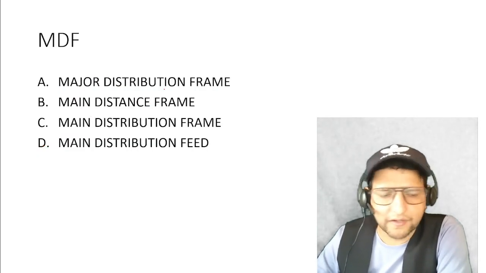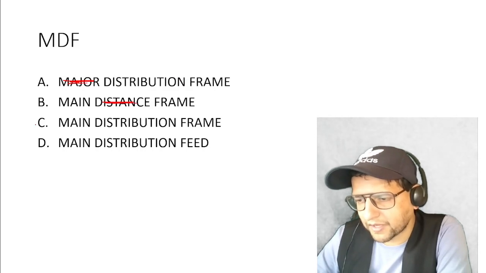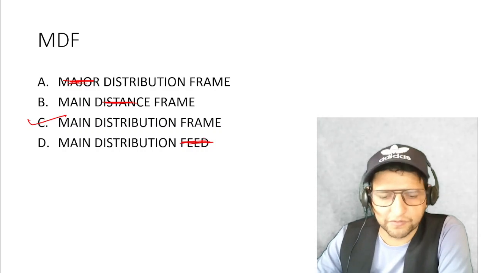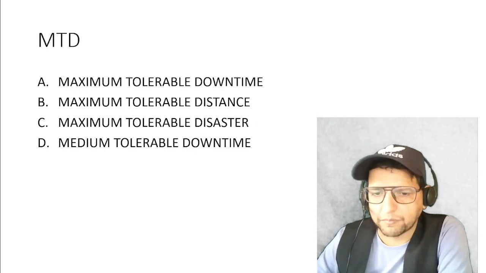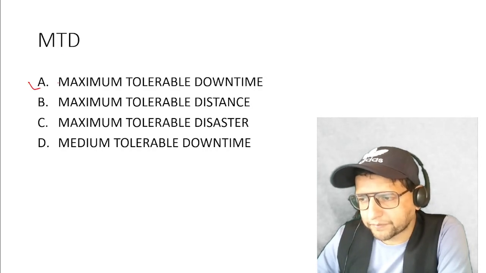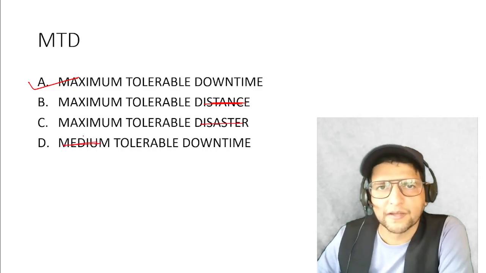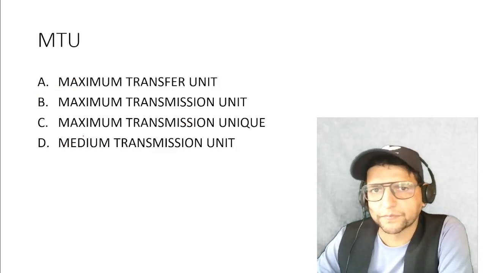MDF is your main distribution frame. It is not measure, it is not distance, it's a main distribution frame for cabling and all, right? MTD is your maximum tolerable downtime. It is not distance, it's not disaster, it is not medium. So it is a maximum tolerable downtime.